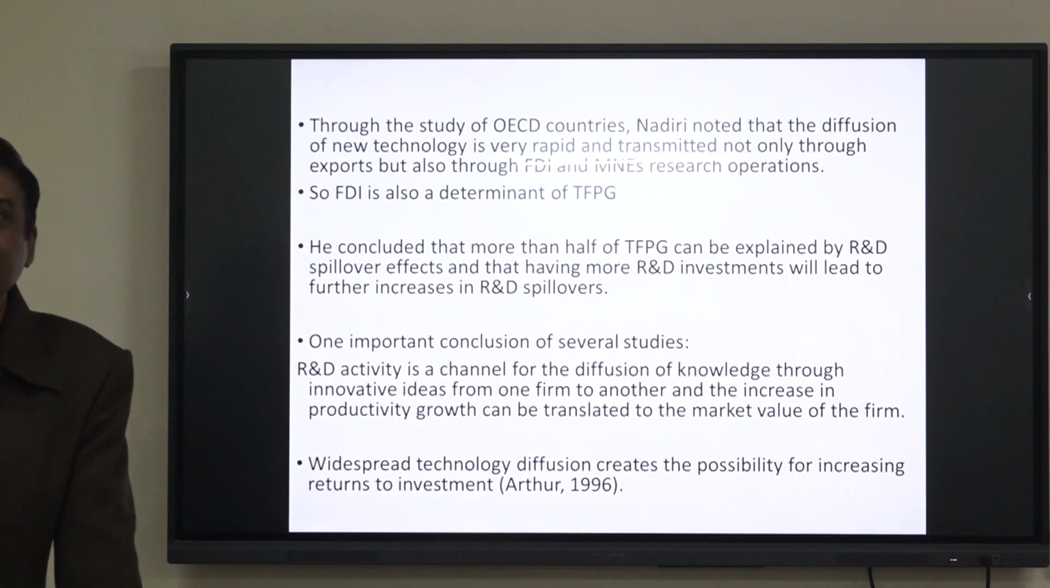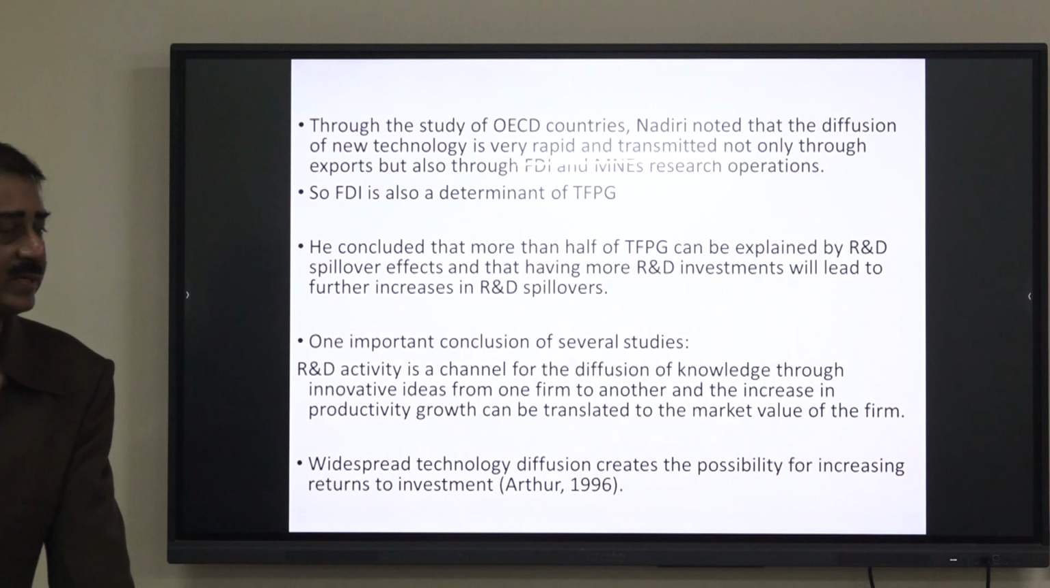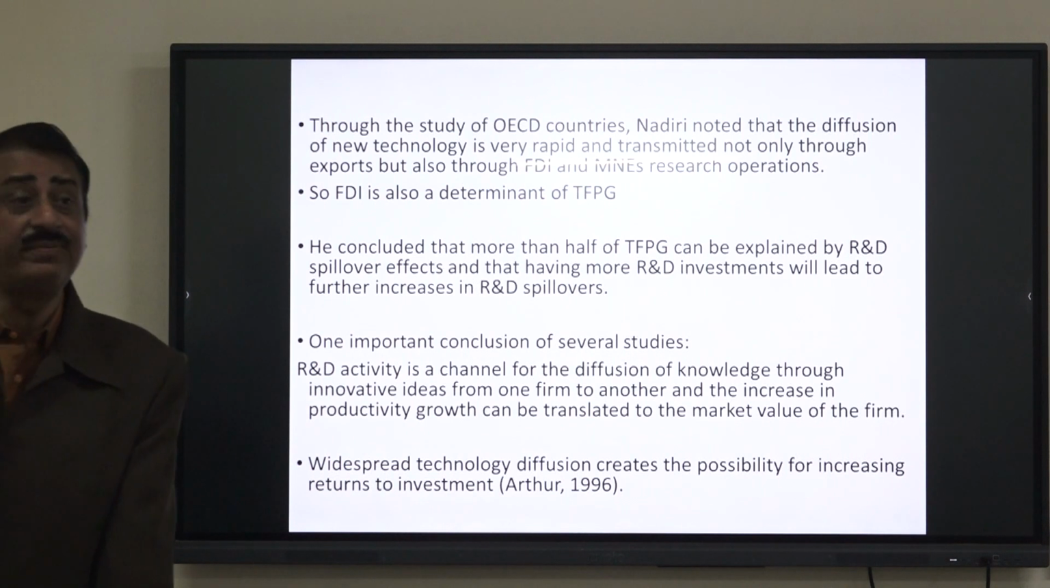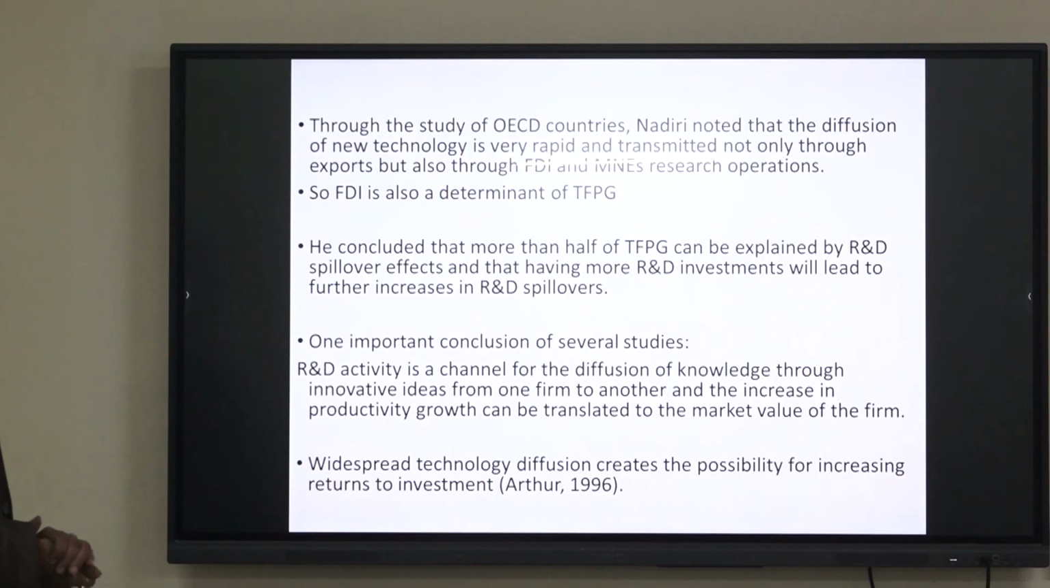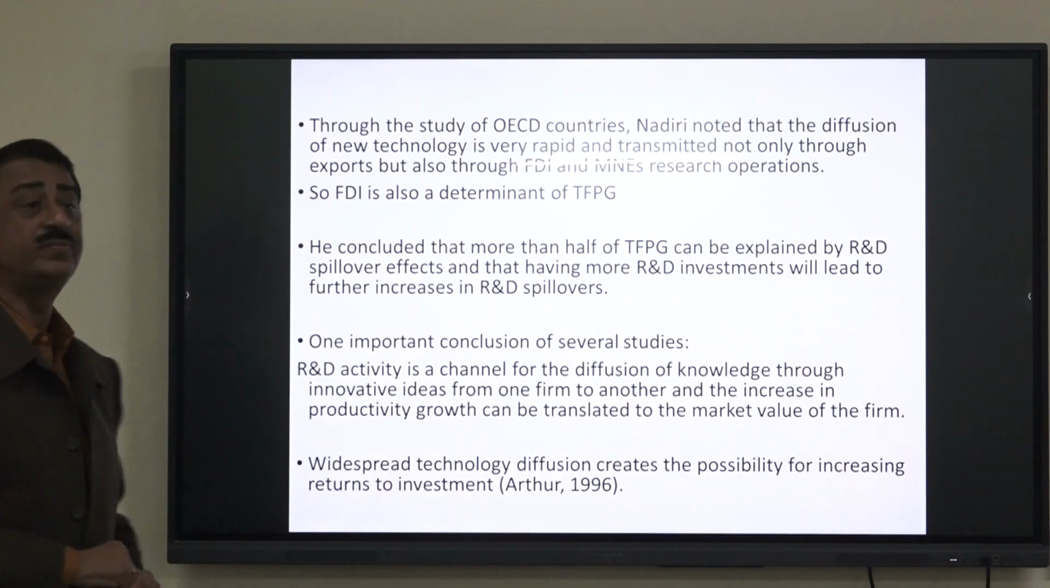So he says that you can actually undertake a decomposition exercise. How much of this total factor productivity growth is coming from technology spillover? How much of the total factor productivity growth is coming from other factors? So he says that a very significant part, at least half of the total factor productivity growth, is coming from research and development expenditure and also what you call the innovation expenditure. One important conclusion which emerged from several studies: R&D activity is a channel for the diffusion of knowledge.